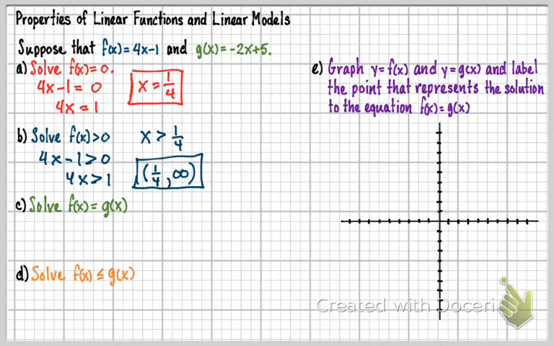So now the next one says solve f of x equals g of x. And again, all I do is just plug those in. No difference. So what I mean by that is f of x is 4x minus 1, and I've got an equal sign there, and my g of x is negative 2x plus 5. And all I'm going to do now is solve for x. So I'm going to add 2x to both sides and add 1 to both sides. Now again, I'm doing 2 steps at once, so be careful.